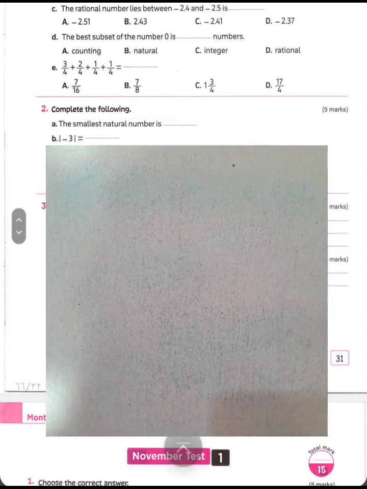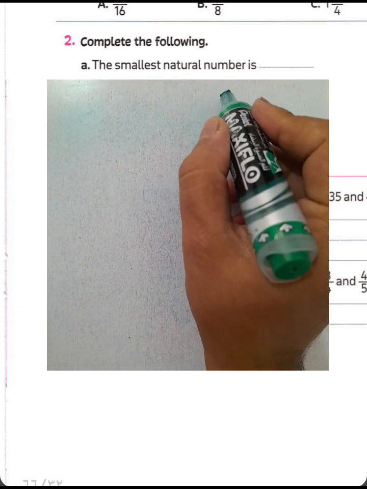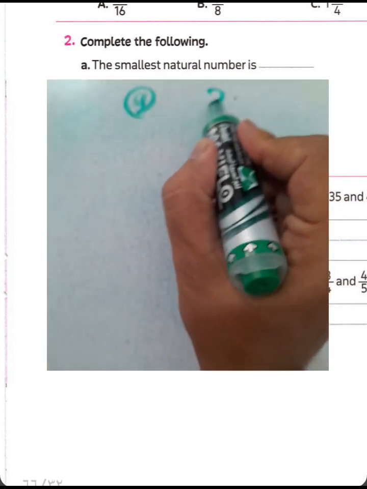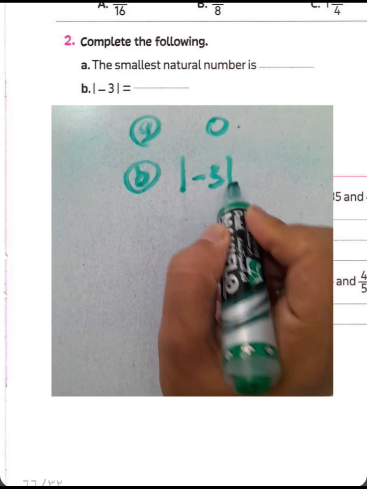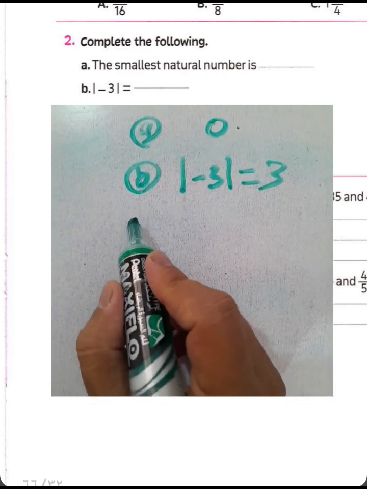Next question, number 2. Complete the following. The smallest natural number is 0. The smallest natural number will be what? 0. Letter B. Absolute value of negative 3 equals 3. Question letter C.